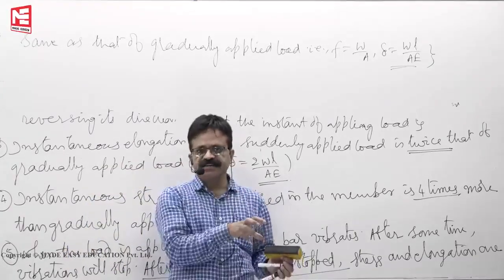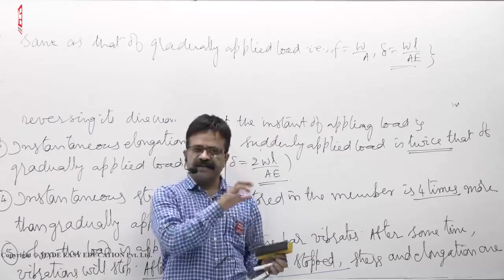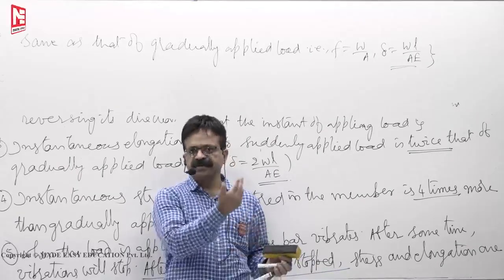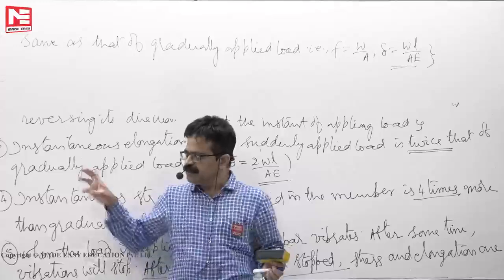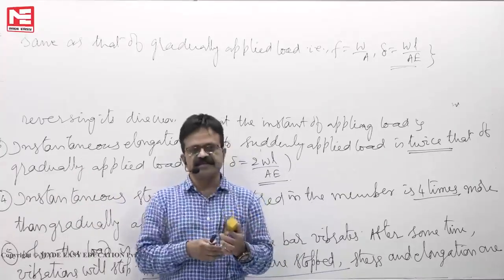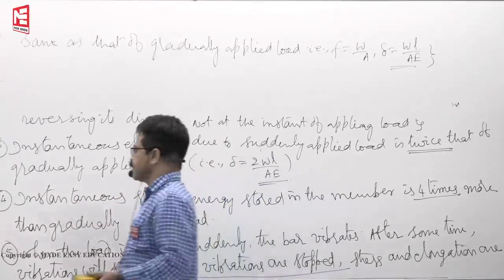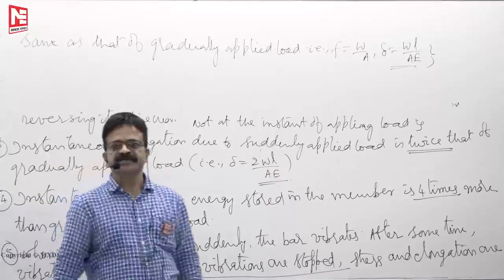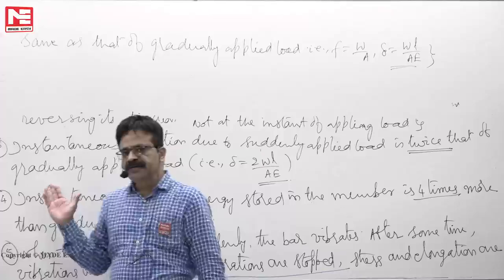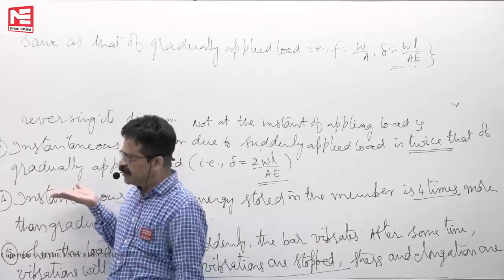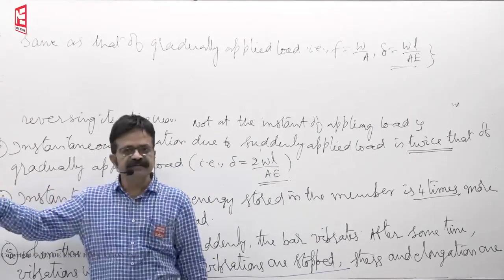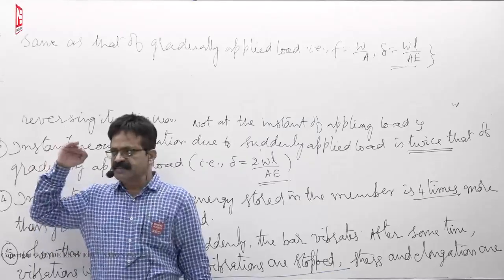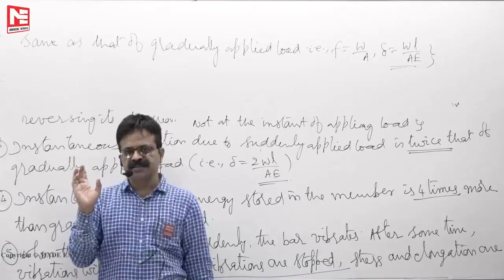What is instantaneous means, and at the time after the vibrations are stopped, or before, at the time of vibrations itself, what is the stress and deformation. Okay, this is about the cases when the loads are applied suddenly. Load applied suddenly means the entire load is applied to the body with zero velocity. At the instant of applying load, its velocity is zero.